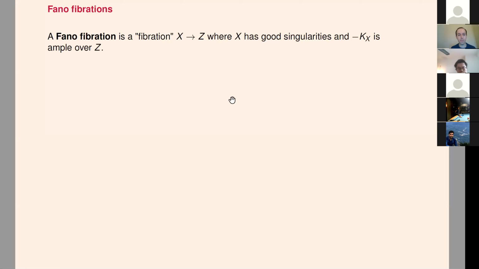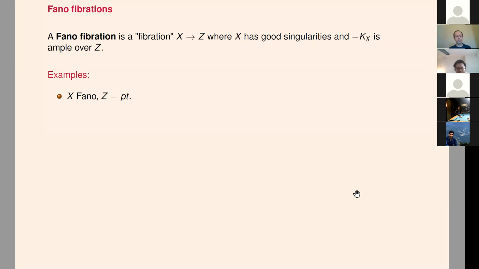This is a bit of abuse of terminology, and there are other alternative terminologies, but they are also in some sense abused. So understand fibration as just a morphism with connected fibers. And this condition of connected fibers is not so important because you can always take the Stein factorization and make it connected. So basically you have a morphism where minus K is ample relatively over some base. Now let's look at some examples of Fano fibrations.